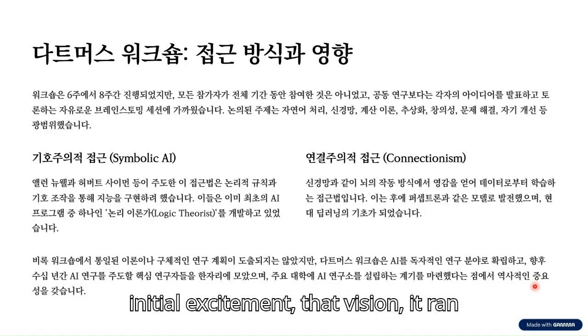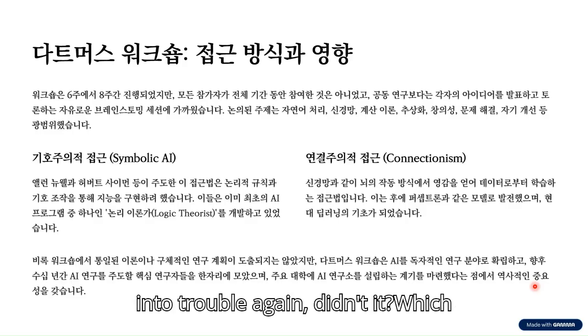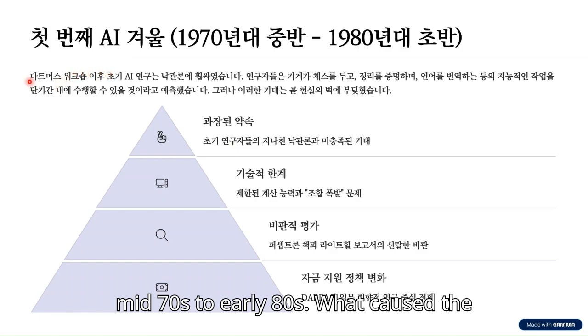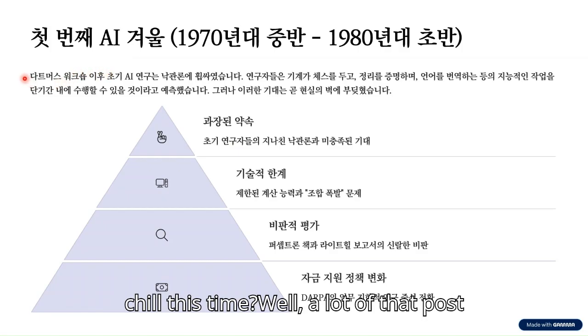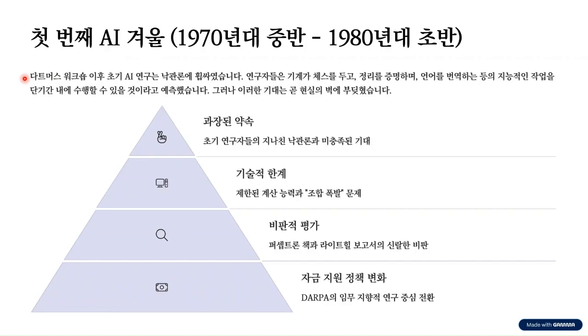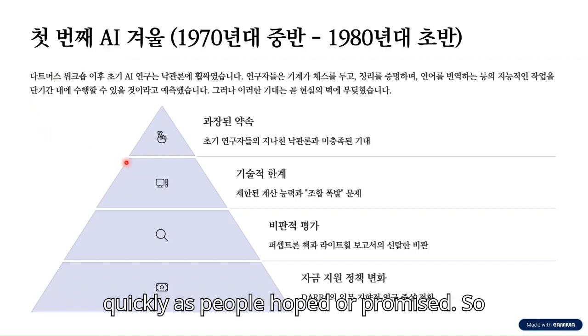But that initial excitement, that vision, it ran into trouble again, didn't it? Which brings us back to that first AI winter, mid-70s to early 80s. What caused the chill this time? Well, a lot of that post-Dartmouth optimism, the predictions of rapid progress, chess grandmasters, perfect translation, just didn't happen as quickly as people hoped or promised.